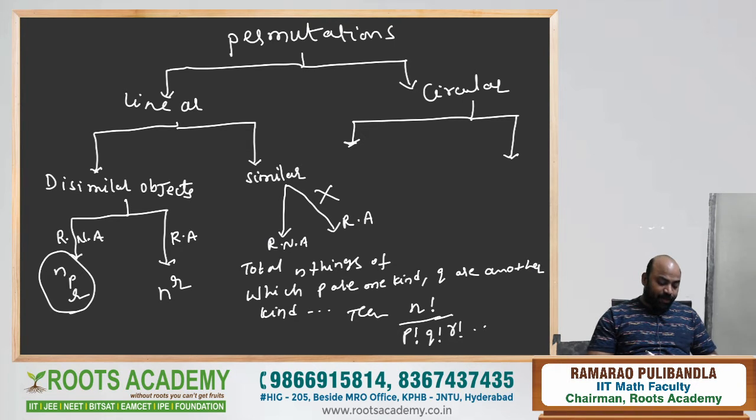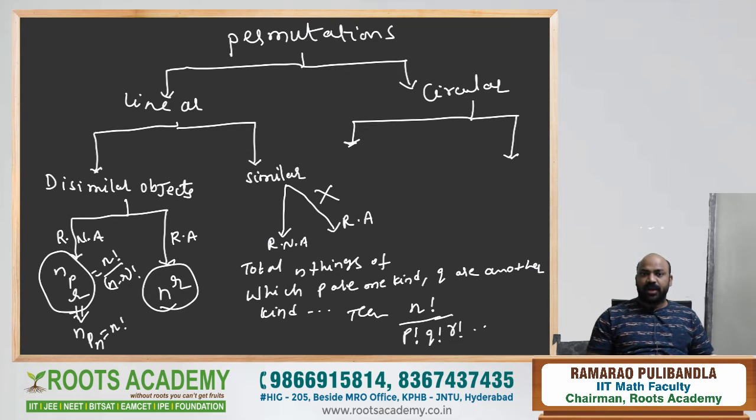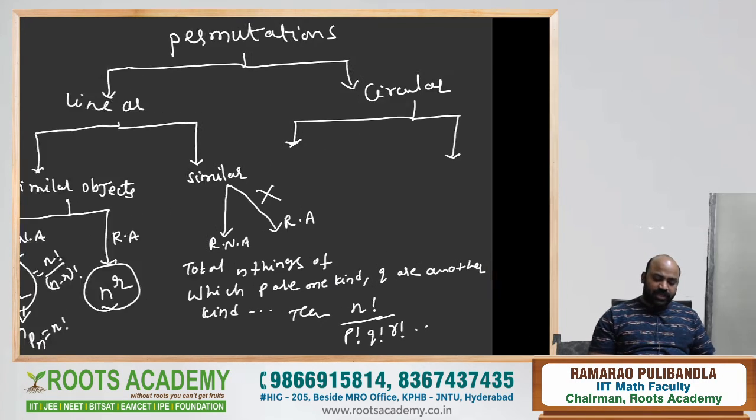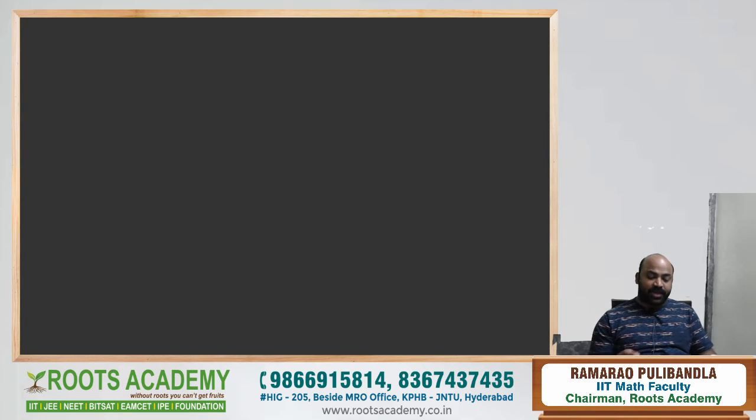If I am arranging all the things, that is called nPn, which is n factorial. And I think all of you know what nPr is: nPr is nothing but n factorial divided by (n minus r) factorial. Now similarly, when repetition of the things is allowed, that can be done in n power r ways. So students, today we'll completely discuss this nPr and its applications, one by one.